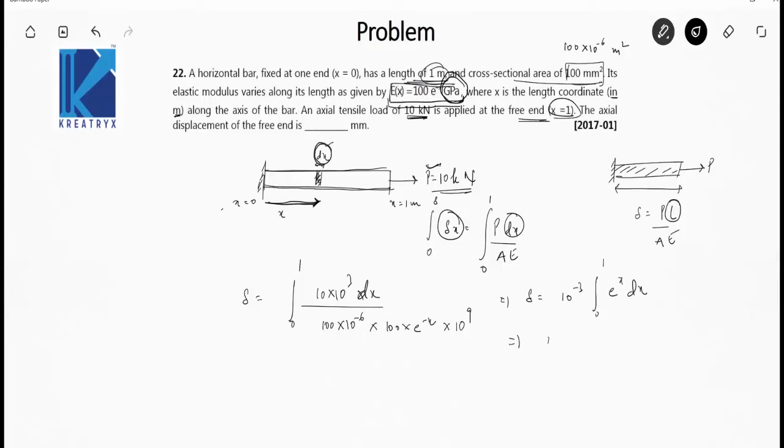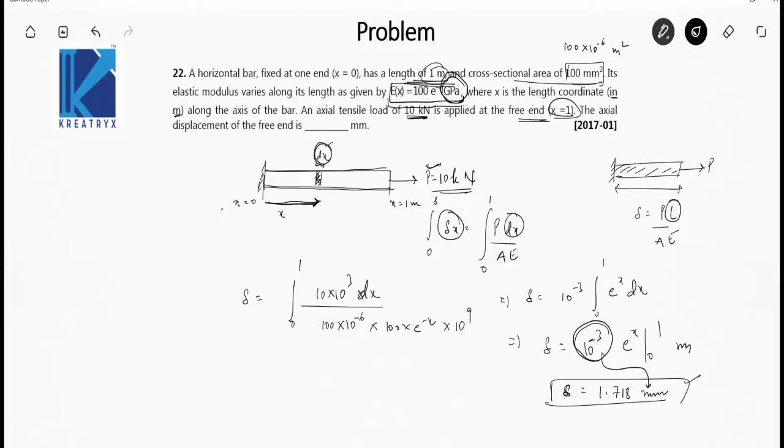So that implies delta is equal to 10 to the power minus 3 e raised to the power x from 0 to 1. This will give me delta is equal to 1.718 mm. This is in meters, but as we have 10 to the power minus 3 here, I can directly write it in mm. So the axial displacement of the free end will be 1.718 mm.